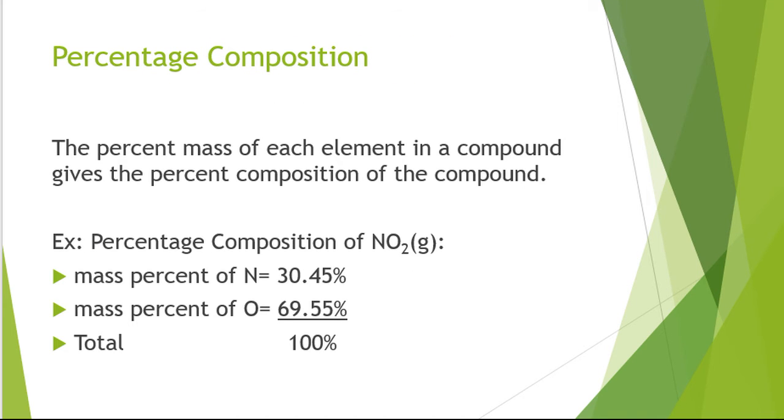Another important concept in this chapter is percentage composition. Now, to get percentage composition, we just calculate the percent mass of each element in that compound. And together, all of those percent mass items are going to add up to 100%, giving our percent composition for that compound. For example, the percentage composition of nitrogen dioxide gas, we can calculate it by finding the mass percent of nitrogen and the mass percent of oxygen. Now, because nitrogen and oxygen are the only two elements in that compound, their mass percents, when we add them up, should equal 100%.